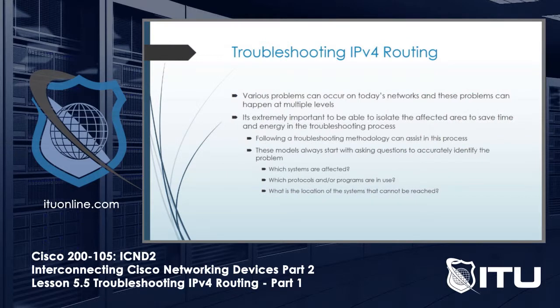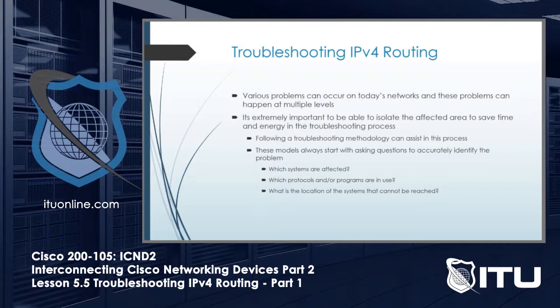In fact, there are a lot of different problems that can occur on today's networks, and these problems can happen at multiple levels. So we want to be able to troubleshoot all of these potential issues. It's extremely important to be able to isolate the affected area. That's going to help you save time and energy during the troubleshooting process. And as I think I might have alluded to before when we were talking about routing, having some sort of troubleshooting methodology is going to definitely assist in that process.